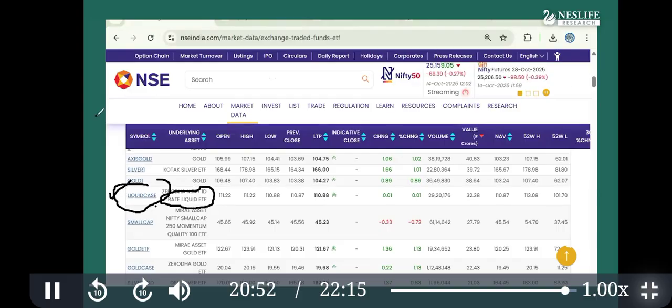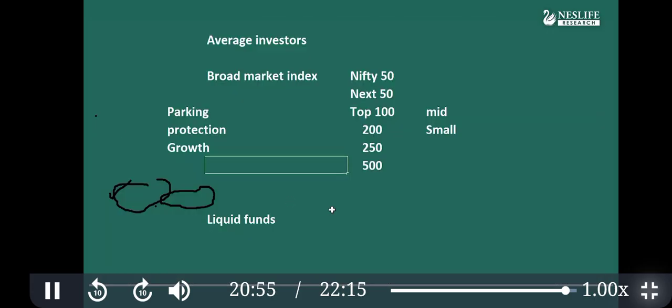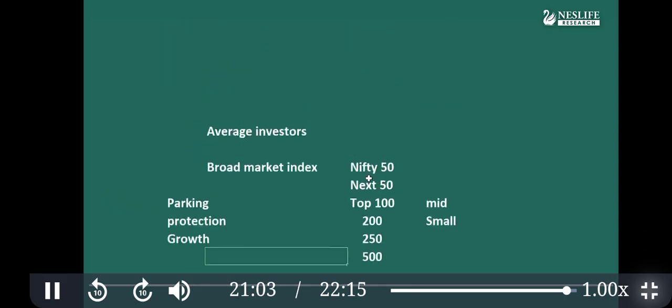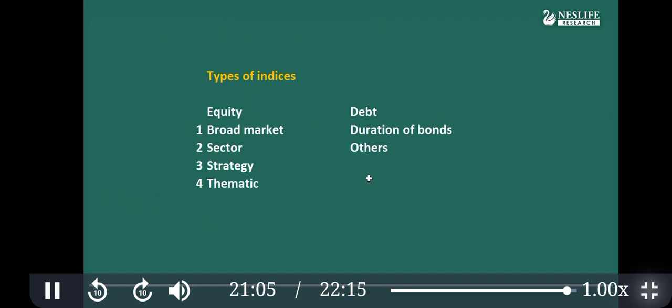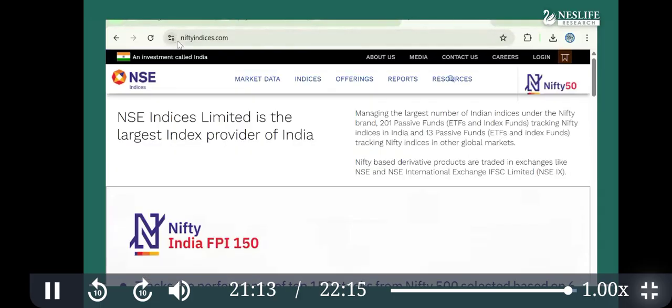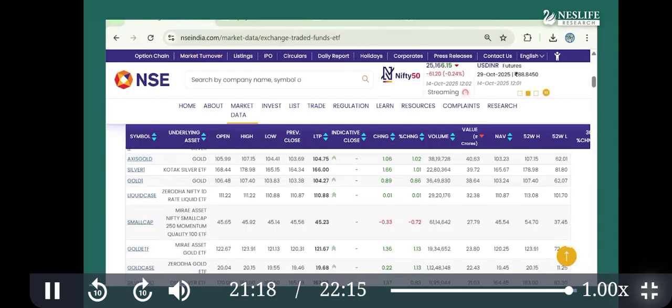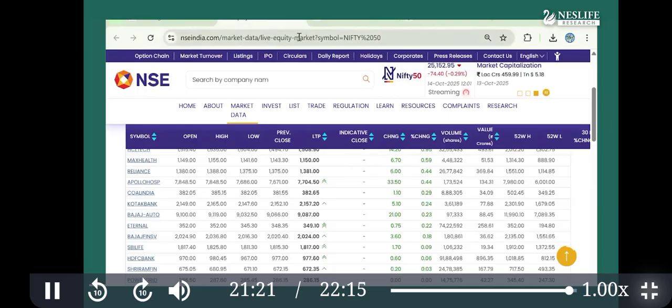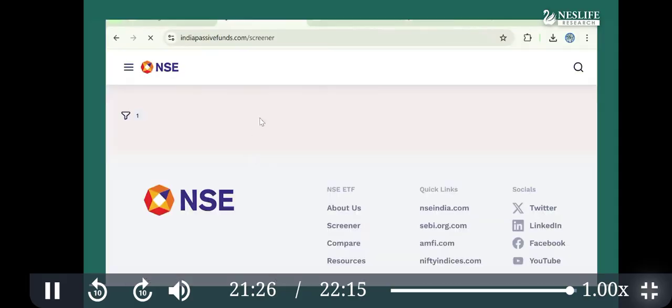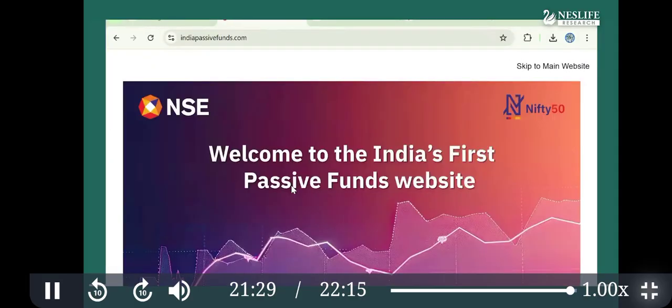Today's video was about indices, how an index is created, who creates it, what its practical application is, and which are the types of different indices. What I suggest is that you explore this website. This is the NSE India website. Then there is the passive Nifty indices, niftyindices.com, and there is one passive index website as well. If you search on Google for India passive funds, you get this, also NSE. There are three websites, and you can search on Google.